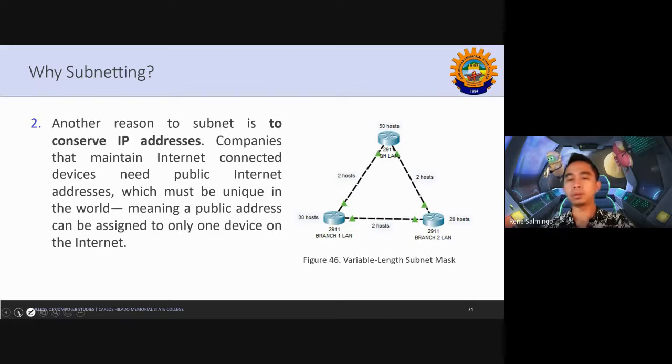So this is what we call a variable subnet mask, wherein you are able to prioritize the allocation and reservation of hosts in every computer or every LAN. As an example, as you see in this figure, one has 50 hosts, you have 30 hosts here, and you have 20.